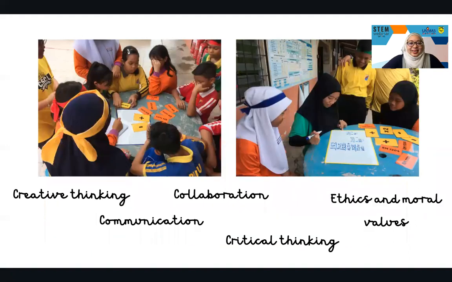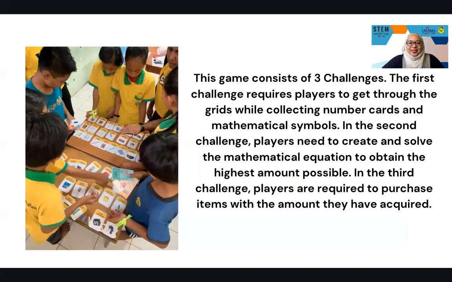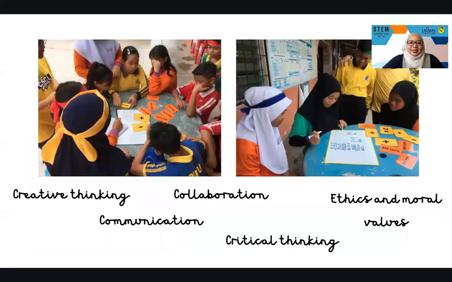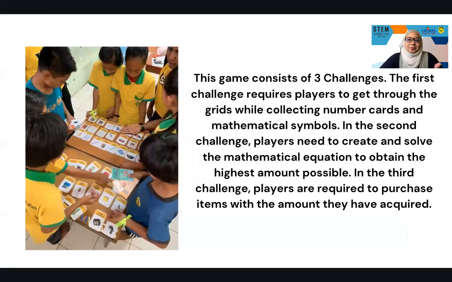So the kids had a lot of fun playing the game. This is also an example of when they have collected the numbers and also the signs, the symbols, and they start to collaborate. They start to think together, and you see them solving mathematical problems together. All this using the four C's and the one N, all in action.